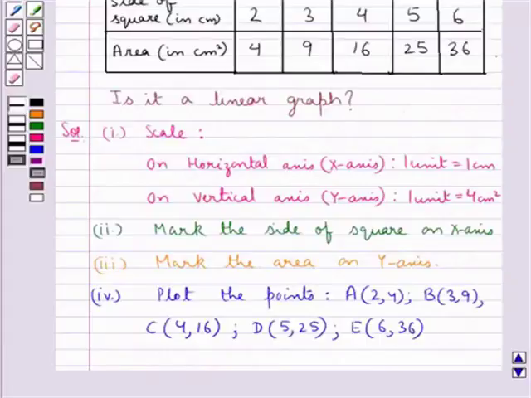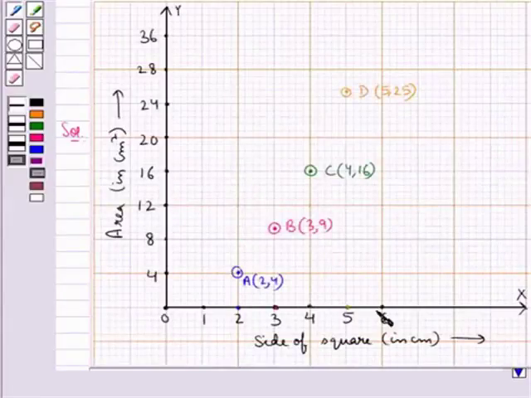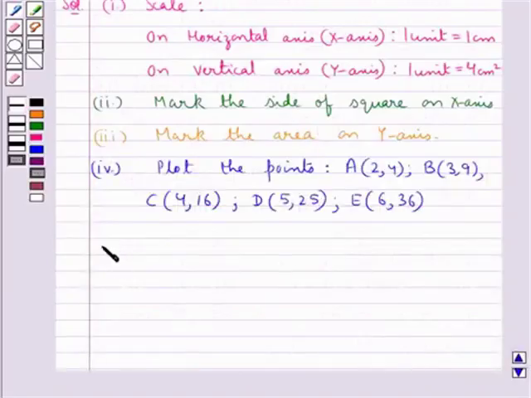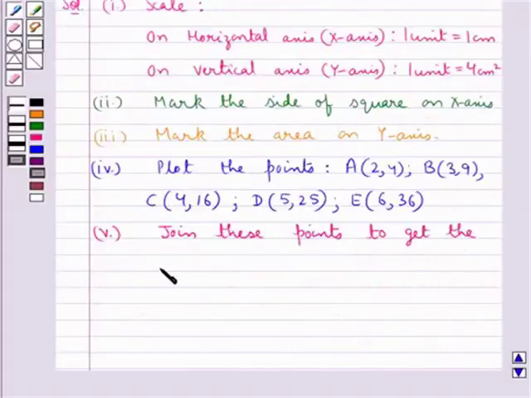For this again, we locate the point 6 on the x-axis. So, this is the point 6. From here we move up along the y-axis to reach the point that corresponds to 36 on the y-axis. Thus, this is the required point E with coordinates 6, 36. Then we join these points to get the required graph.